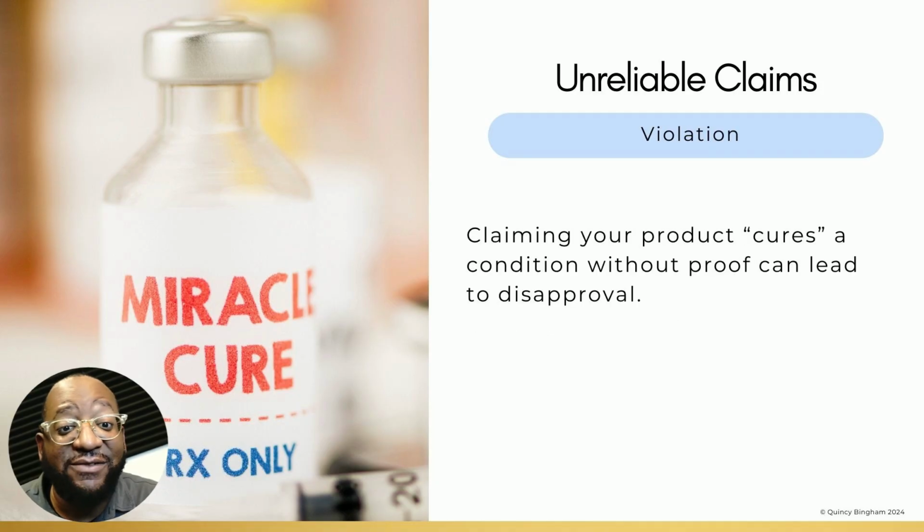Let's say you're advertising a skincare product and claim that it eliminates wrinkles in just 1 week. Unless you have solid, verifiable data to back that up, Google will flag this as an unreliable claim. Making these types of promises without proof leads to user mistrust and violates Google's policies.